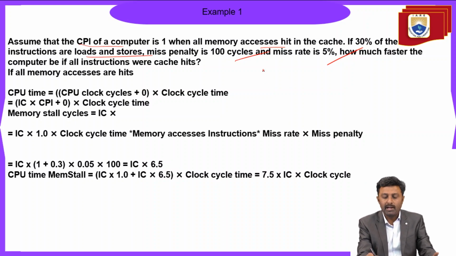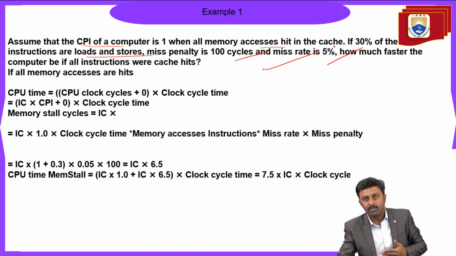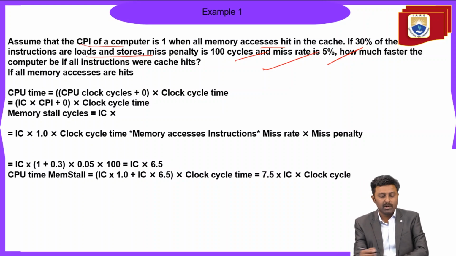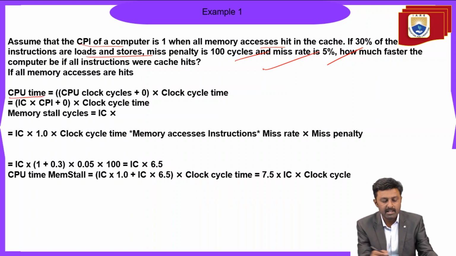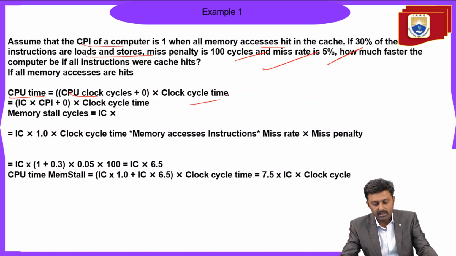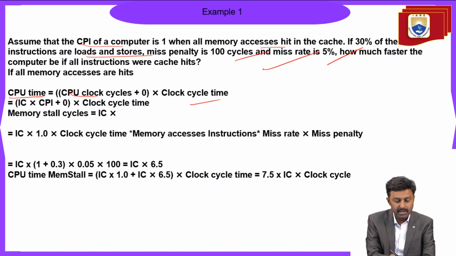So we have to find out the speed of the CPU if all memory accesses are hits, that is, how much faster the CPU is computing. The total CPU time is calculated with the formula as you have seen earlier: CPU clock cycles into the clock cycle time. So we'll see it one by one. This is the formula here.